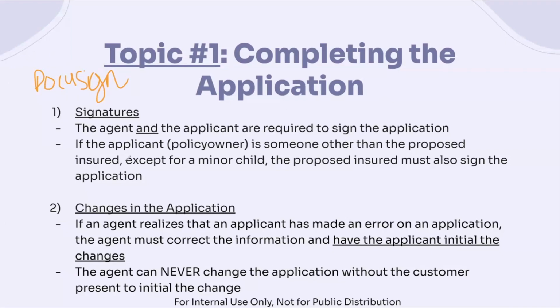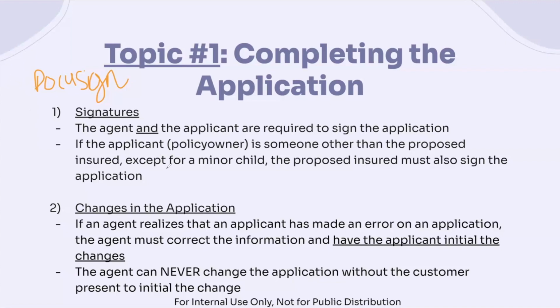Now, why is this important? Well, remember how I said that sometimes the policy owner is different from the proposed insured. If we have maybe business partners, we might have a parent and a child. So in most cases, except when the insured is a minor child, they would also need to sign the application. Okay.